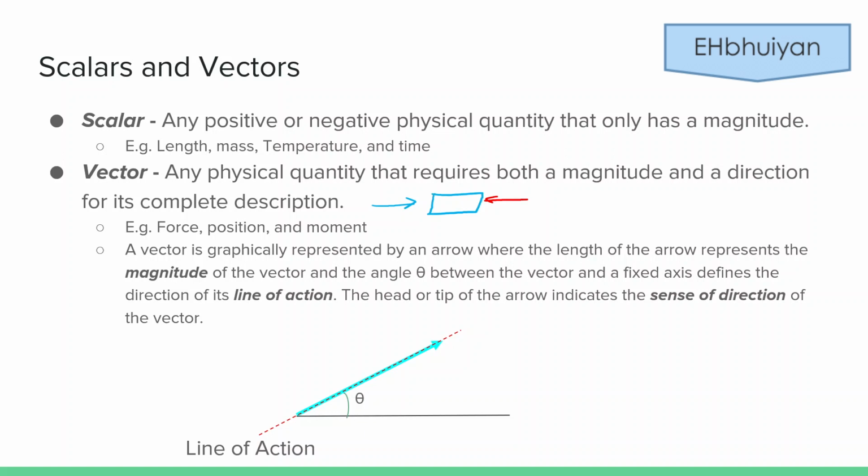A vector is graphically represented by an arrow where the length of the arrow represents the magnitude of the vector. A vector with a larger magnitude should be shown with a longer arrow. For example, if we have a 10 Newton force, then a 100 Newton force vector should be relatively longer.